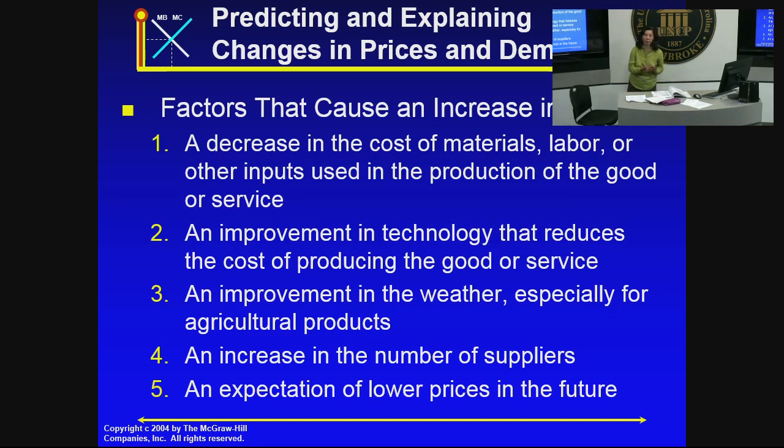And then we also talked about expectation of prices in the future. We talked about Mac computers. If you expect the price to go up, then you would quickly buy now. But if you expect it to come down, then you would actually delay your purchase. Okay, let's look at the supply side. So these are all the supply side determinants.